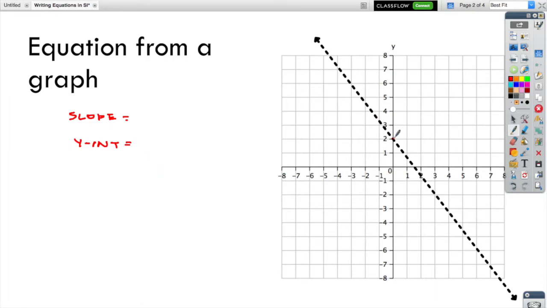Now hopefully, if you understood our lessons well enough, you noticed it's right here. It's where our line crosses the y-axis, and that's why we call it the y-intercept. So this has a y-intercept of 2.